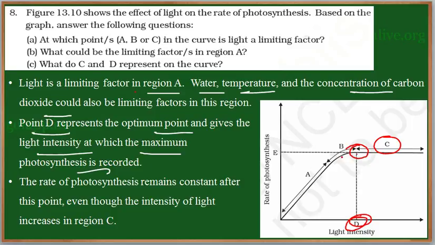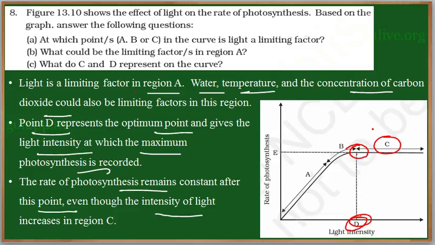And let's see what is C. So if you observe C, the rate of photosynthesis has become constant. As the graph is growing up, it increases and at one point it becomes constant, and even though the light intensity is increasing, the rate of photosynthesis will be the same. So this point C represents that photosynthesis remains constant at one particular time, even though there is an increase in the intensity of the light.